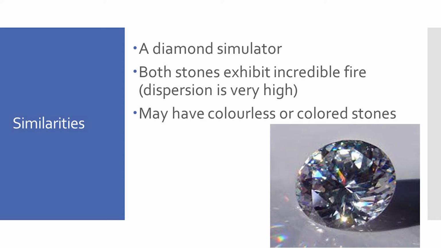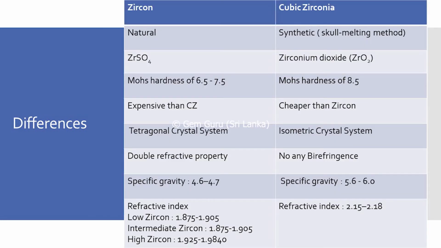Then the differences. The first difference between zircon and cubic zirconia is that zircon is considered natural, while cubic zirconia is a synthetic gemstone, and it can be synthesized using the skull melting method, as I have explained earlier. The chemical composition of zircon is zirconium silicate, and cubic zirconia only contains zirconium dioxide.